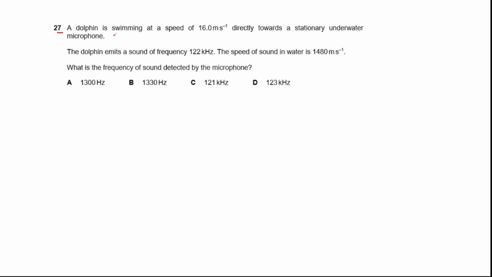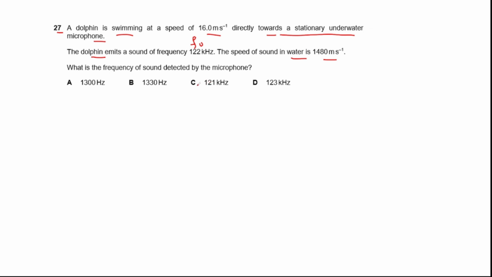Question number 27. A dolphin is swimming at a speed of 16 meter per second directly towards a stationary underwater microphone. The dolphin emits a sound of frequency 122 kilohertz. The speed of sound in water is 1480 meter per second. What is the frequency of sound detected by the microphone?